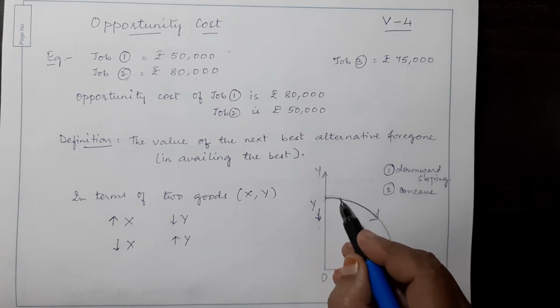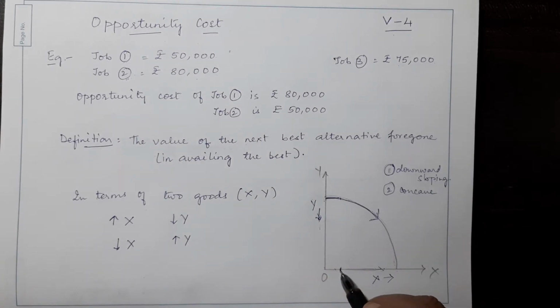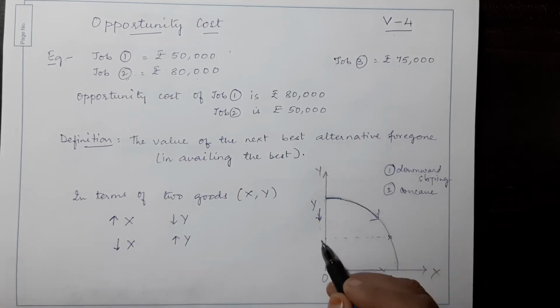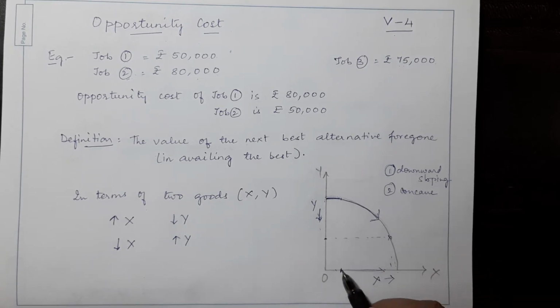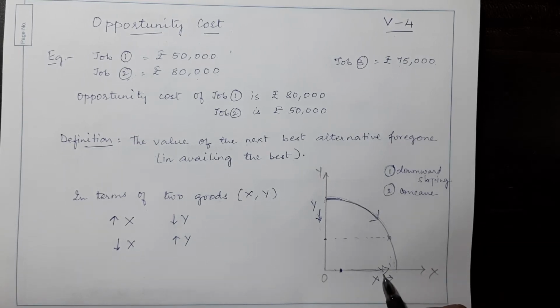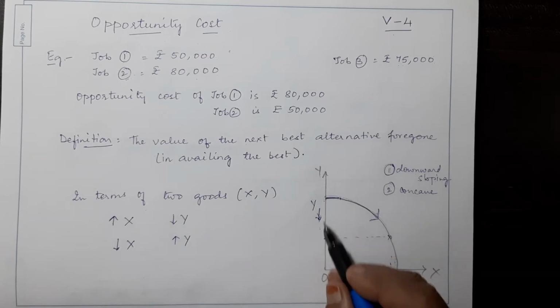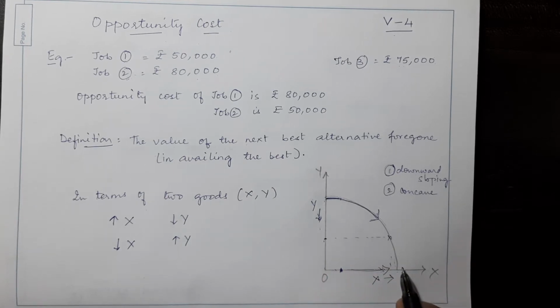At this point, Y is here, but X is just here. But if you look at this point over here, we find Y is down here, whereas X has increased to this point from here. See? So to increase the production of good X, we need to reduce the production of good Y, and that is why it is downward sloping.